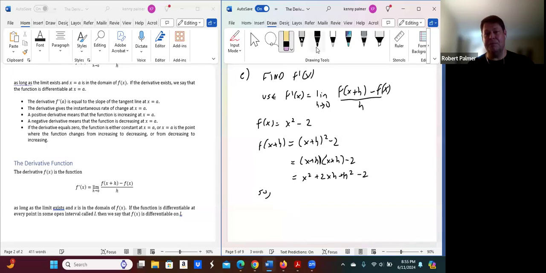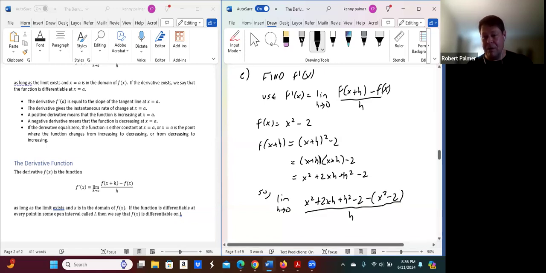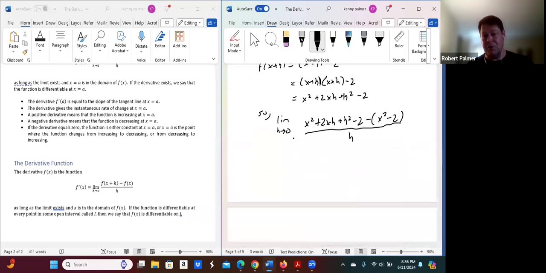I'll write that better. Of this, x squared plus 2xh plus h squared minus 2, minus f of x, which is minus x squared minus 2. What happens is we have some good cancellation here, and it's going to make this a lot easier to work with. Okay, so we still have the limit. Remember, don't forget the limit is still there. Still taking the limit to the last step.